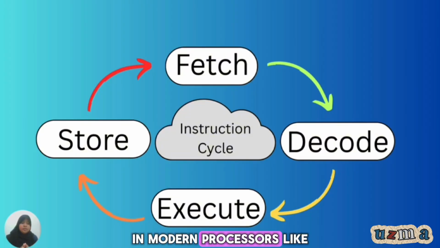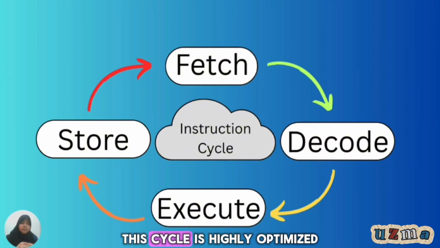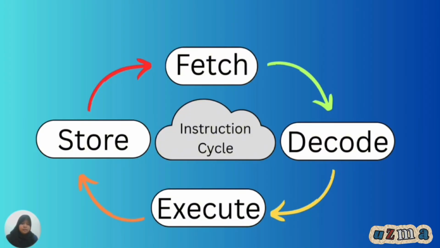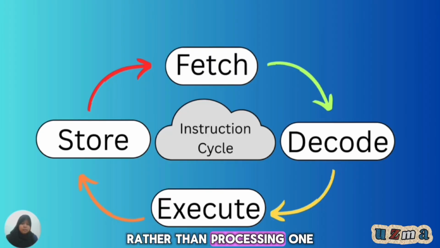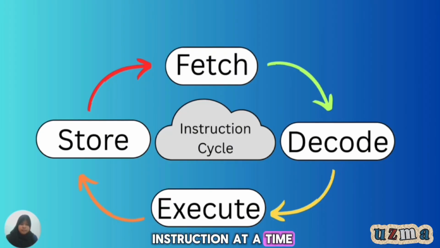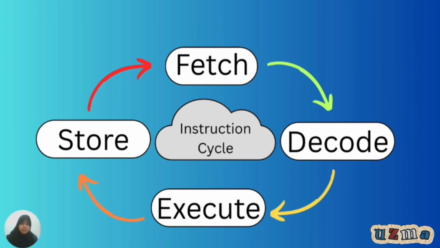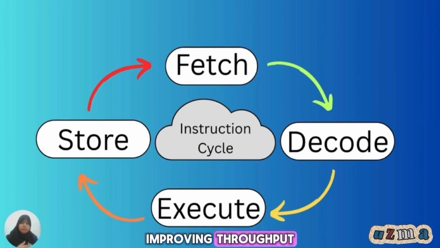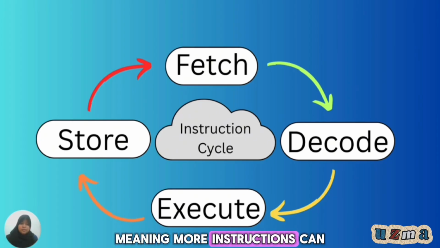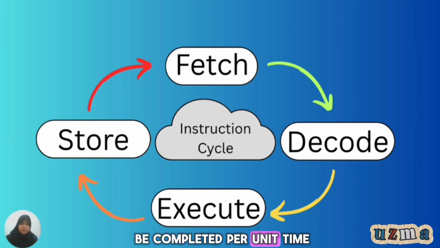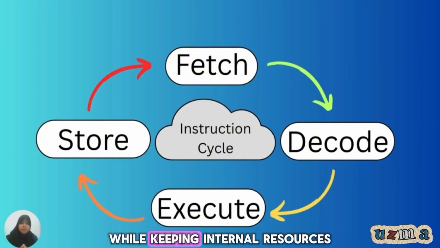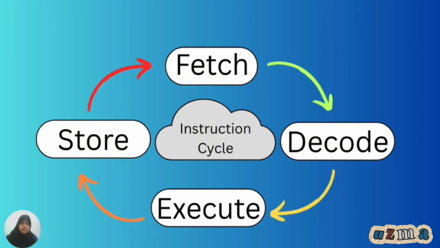In modern processors like the Apple M3, this cycle is highly optimized. Rather than processing one instruction at a time, the CPU can work on multiple instructions simultaneously, improving throughput, meaning more instructions can be completed per unit time while keeping internal resources fully utilized.